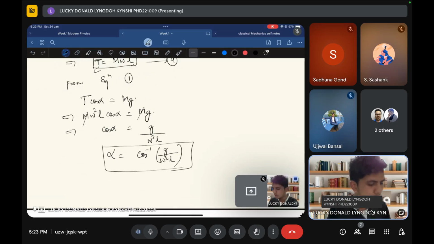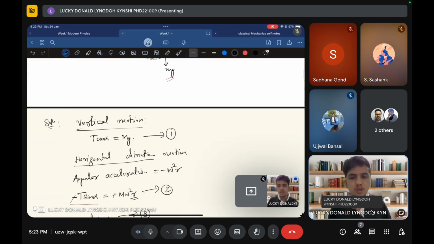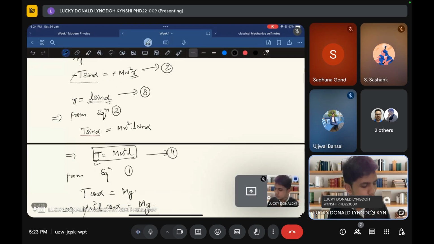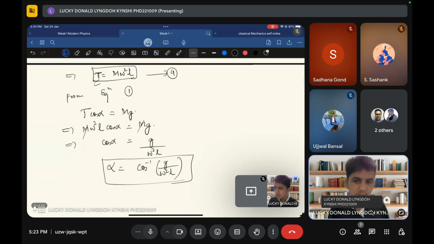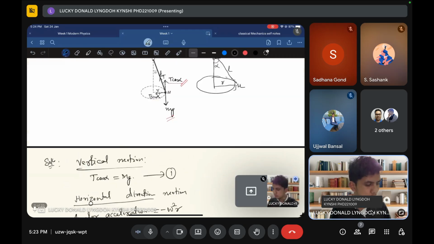So what does it mean? It means you start with the two directions, one is the vertical direction and one is the horizontal direction. You write the equation for vertical motion, and you also write the equation for your horizontal direction motion, and then you equate them to one another. Then you find out the value of alpha at which this mass is moving in a circular path. That's the question.